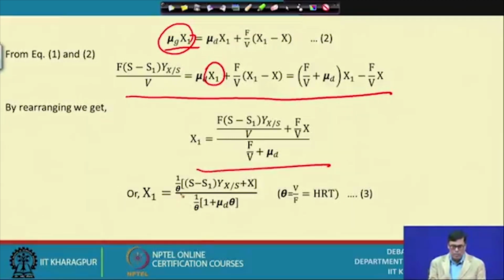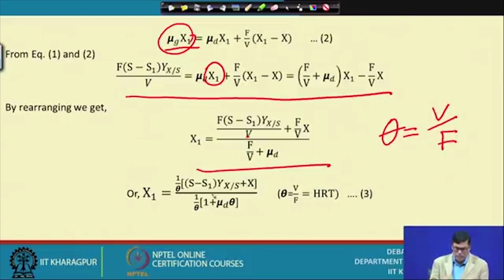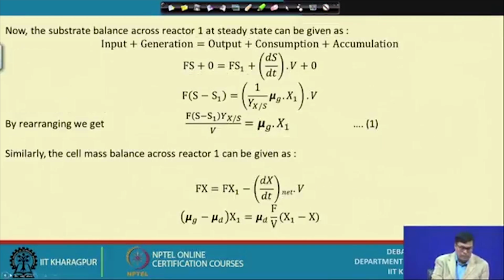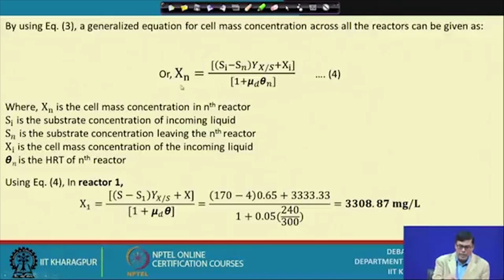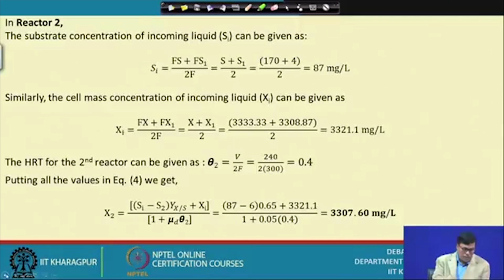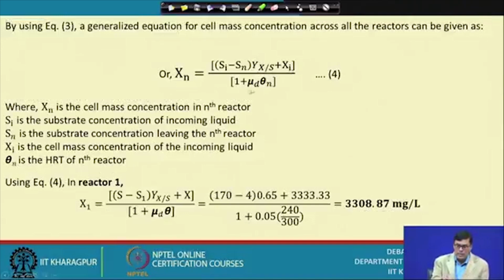And x1 will be equal to that, where F by V is equal to what? 1 by theta, because we know theta is the hydraulic detention time, equal to V by F. Am I right? So, this we can write in this form, F by V I can take common, and we can have 1 plus mu d into theta. Then from this we can write a generalized equation: x n equal to S i minus S n, Y x by s plus x i, divided by 1 plus mu d into theta n.